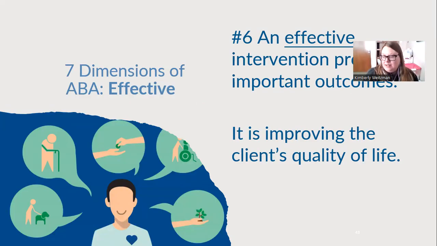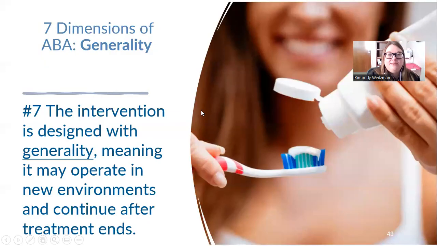Number six is that the dimensions of ABA need to be evident: that this intervention is effective and it is producing important outcomes. It's improving the client's quality of life. So we know it's working, so to speak, because we can measure it. For example, how many times per week is the client washing their dishes compared to the first week that you began keeping track of this behavior? So we've been specific about the target behavior we're trying to increase or decrease. We know that it's working because they're doing it with more frequency and improving their quality of life.